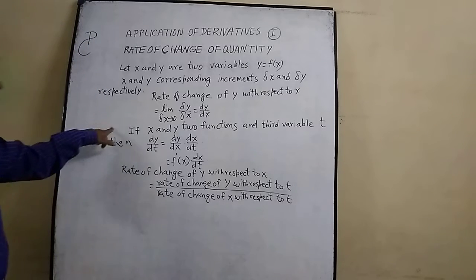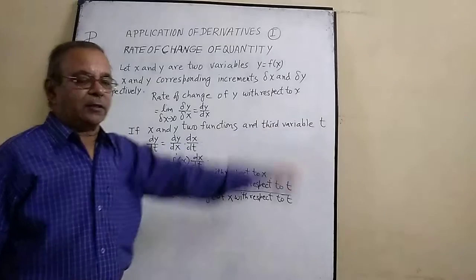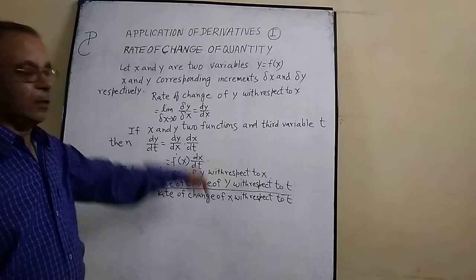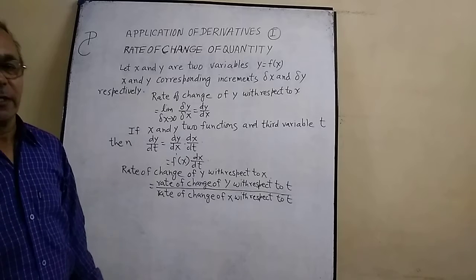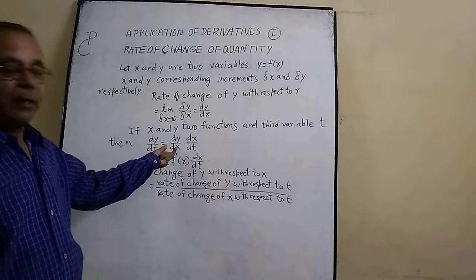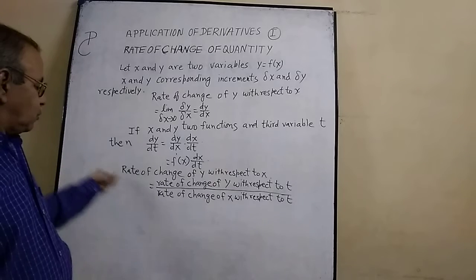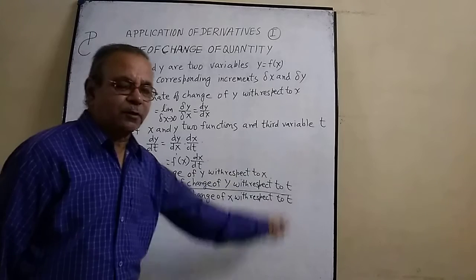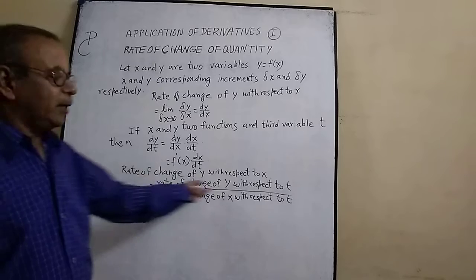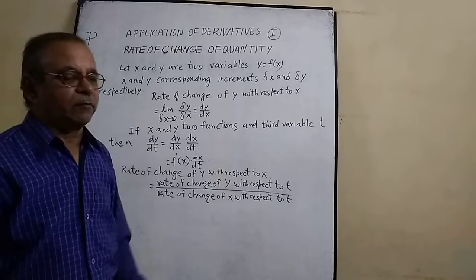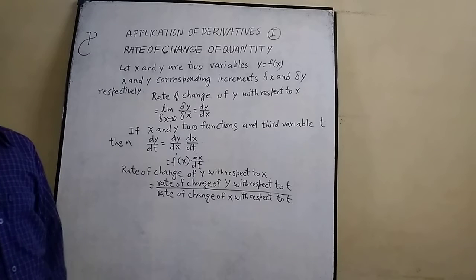Now, if x and y are two functions and the third variable is t, then dy by dt is equal to dy by dx into dx by dt. So dy by dx is written as f dash x. The rate of change of y with respect to t is the product of the rate of change of y with respect to x and the rate of change of x with respect to t.